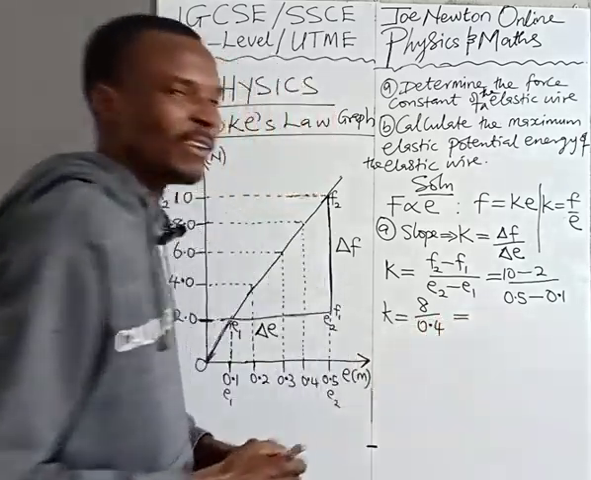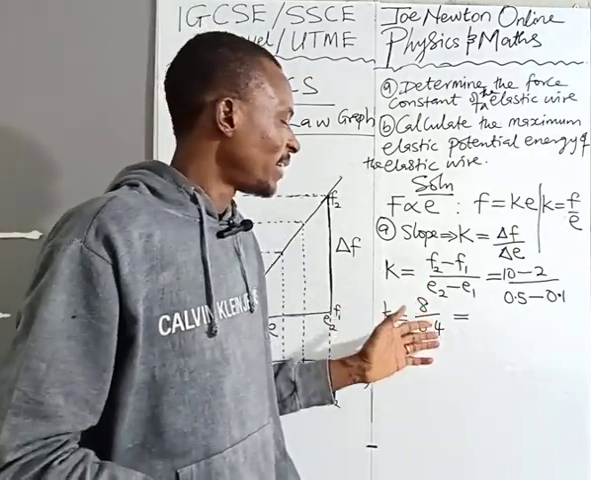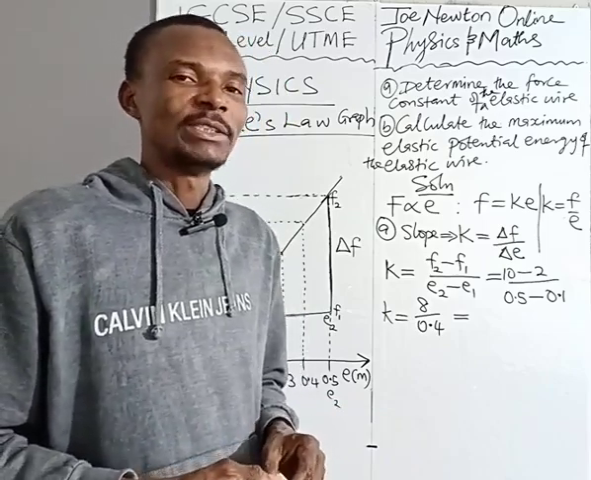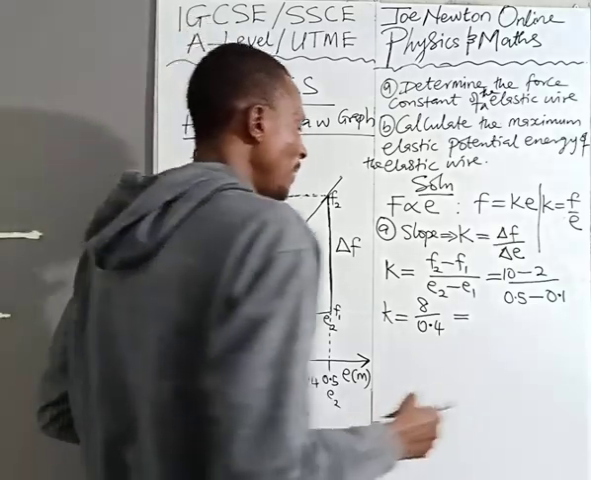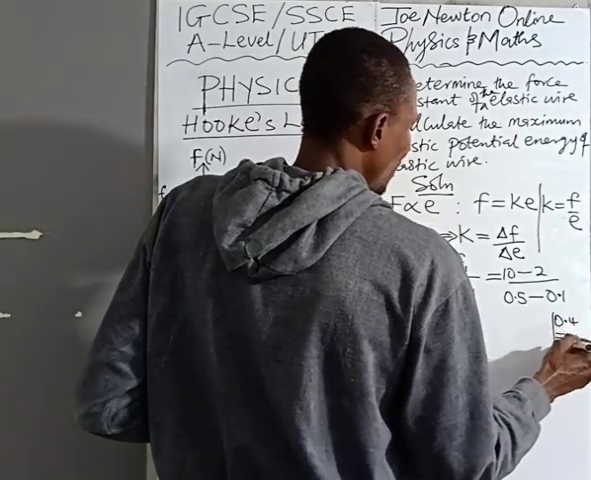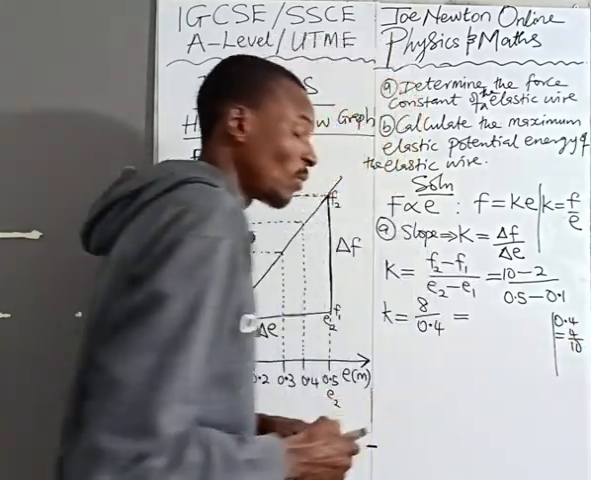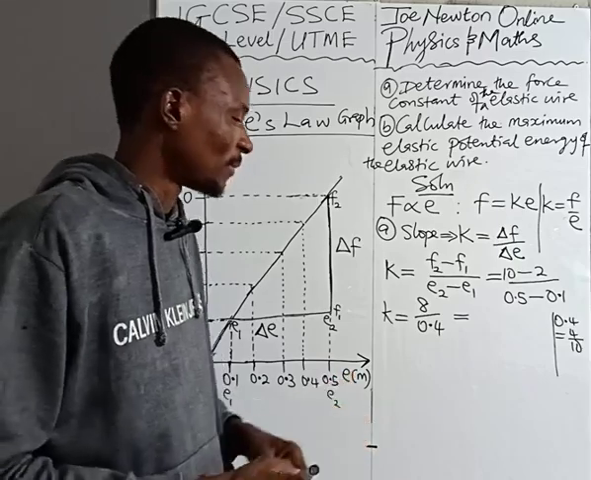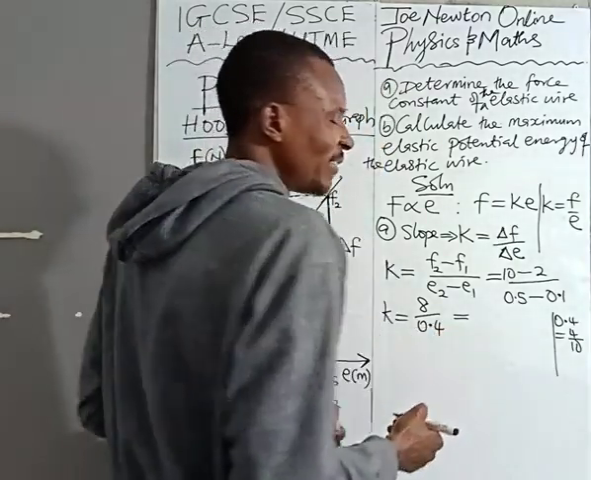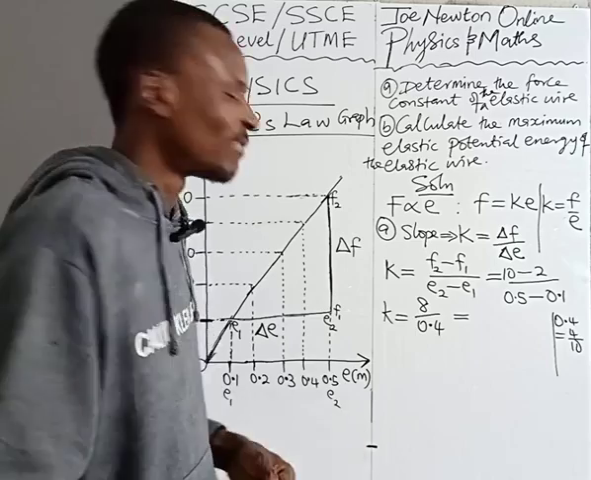So when you divide this, it's very simple. With our calculator, 8 divided by 0.4 is going to give us 20. How? It simply means 0.4 is 4 over 10. That's what it means by fraction. So that simply means when you have this, it means 8 over 4 times 10.